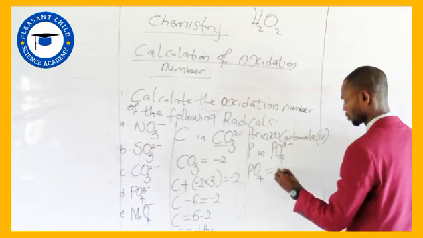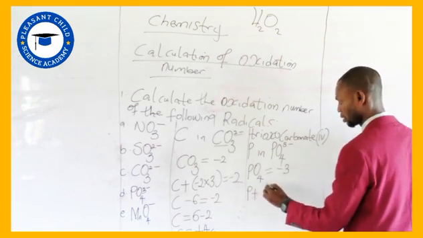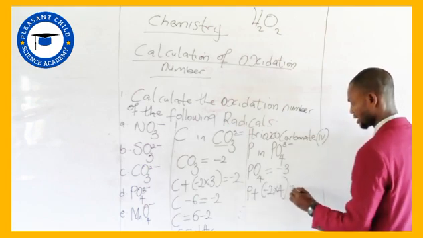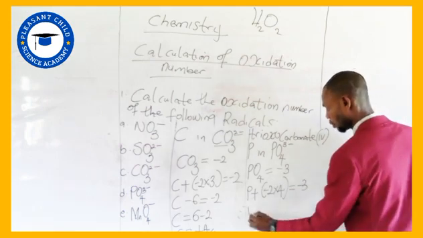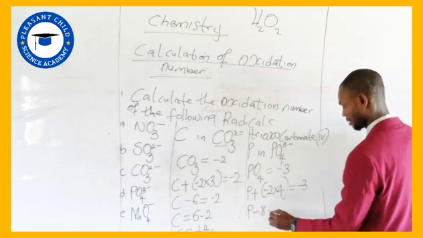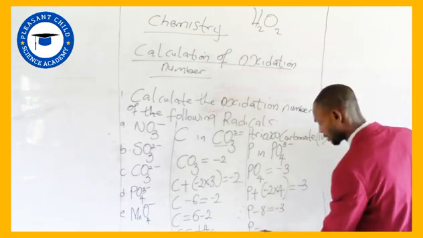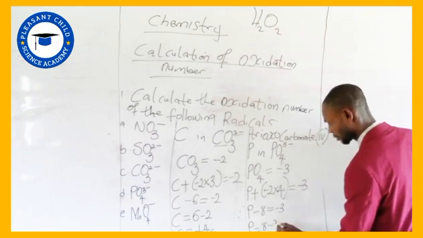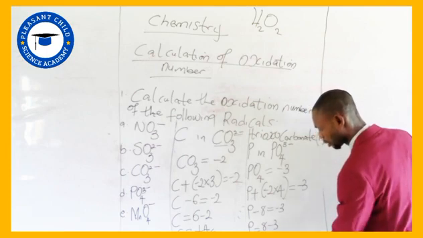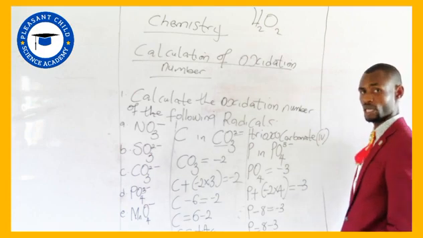PO4 is equal to 3−, and then phosphorus, the one we don't know, plus open bracket −2 multiplied by 4. This 4 is equal to −3. Then when we open the bracket, we are going to have −8 is equal to −3, and then P is now equal to 8 − 3. At the end of the day, P will be equal to +5. Are you following?